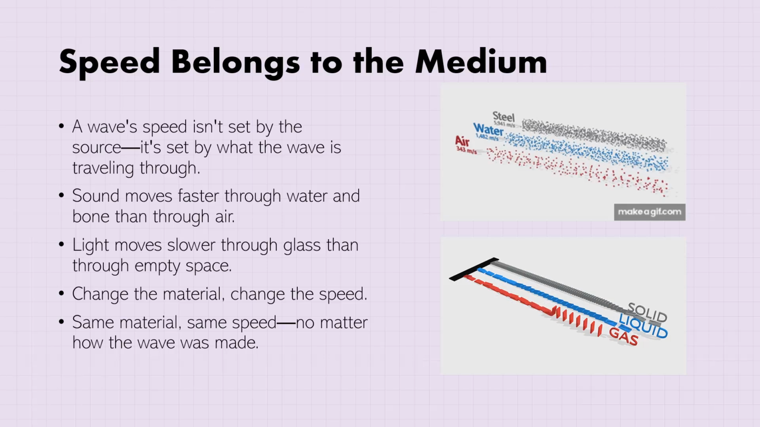If I send an ultrasound into your body and it goes through skin and your fascia into muscle and bone, each time it hits a new material, it's going to change the speed of that wave. Same material, same speed, no matter how the wave was made. It is all going to travel through that material at the same rate.